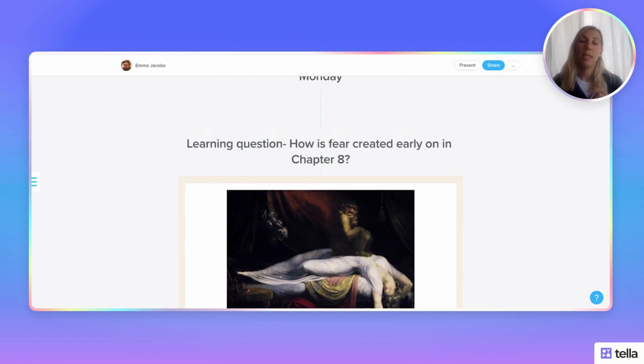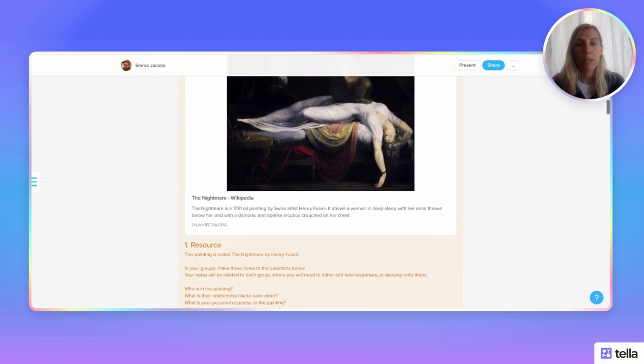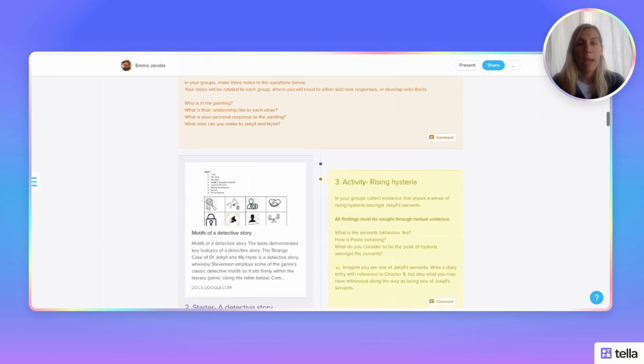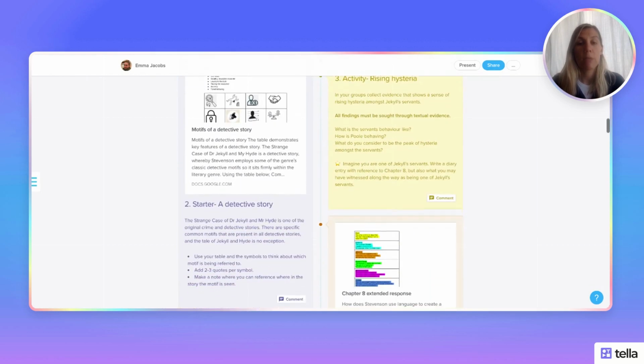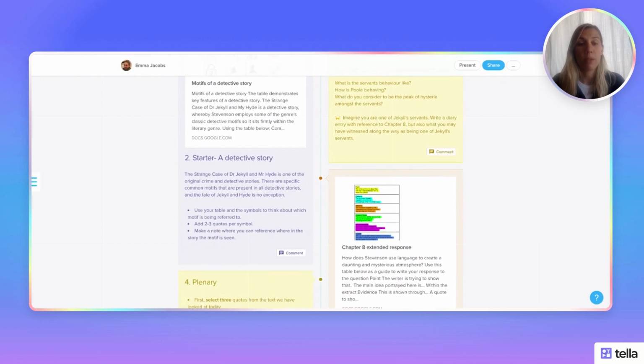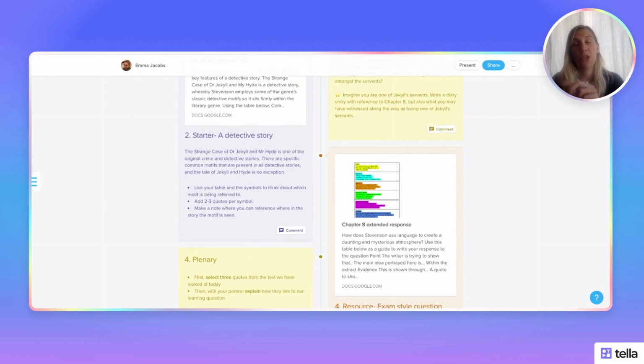So chapter 8, which covers, I think, Monday and Tuesday, looks at fear and tension, how that climactic point is created. So again, you've got some contextual resources there and some documents where there is also a level of model response, which is in each of them, and I hope is helpful.